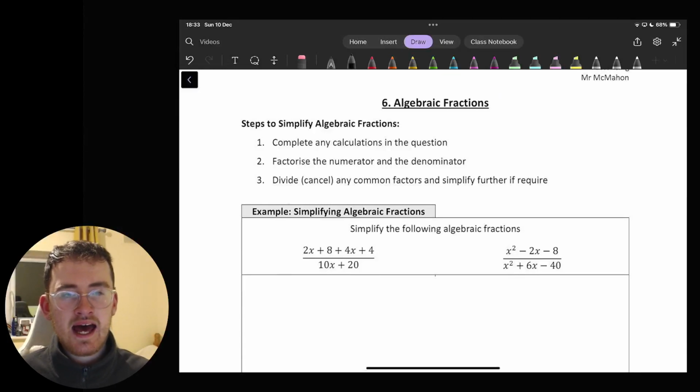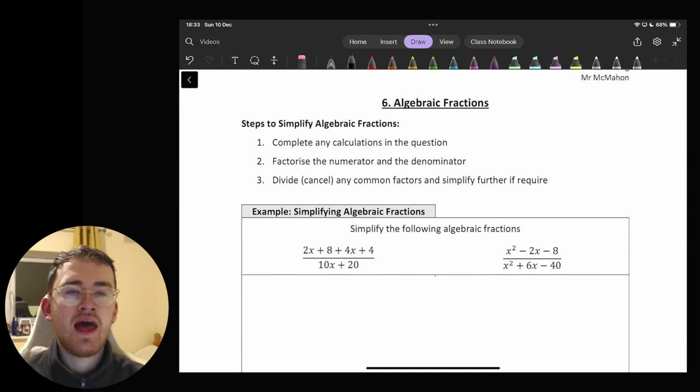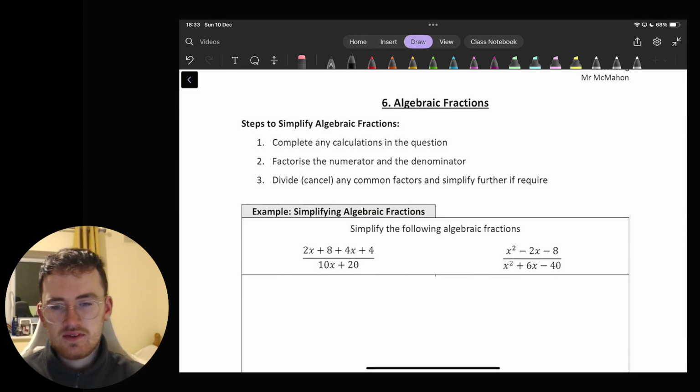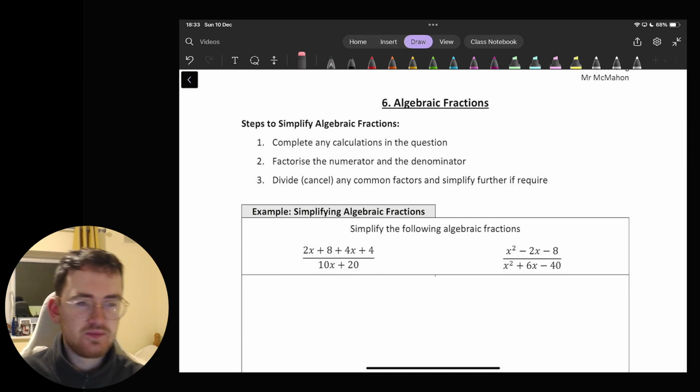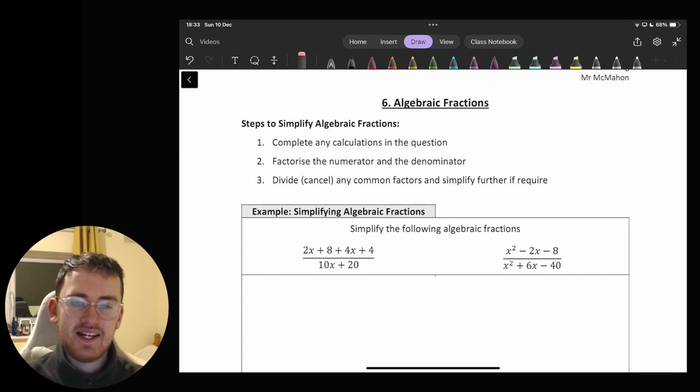Okay, looking then at algebraic fractions. We can do this briefly, I suppose. An algebraic fraction is, as the name suggests, a fraction that requires a bit of algebra, a lot of the time a bit of factorizing. So the steps we're going to follow are fairly vague.